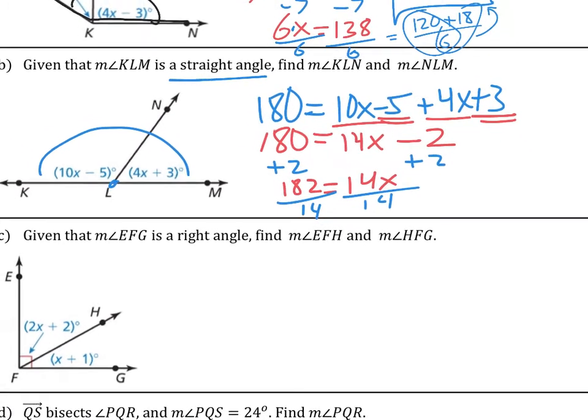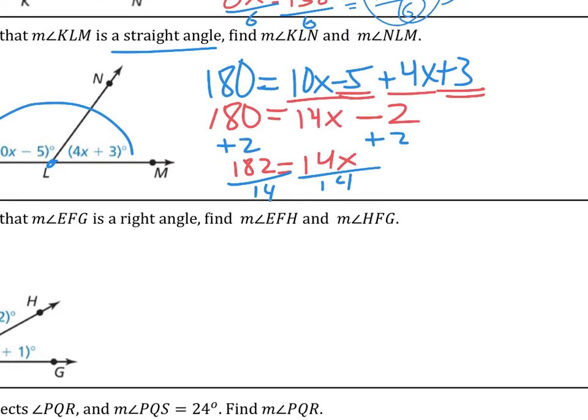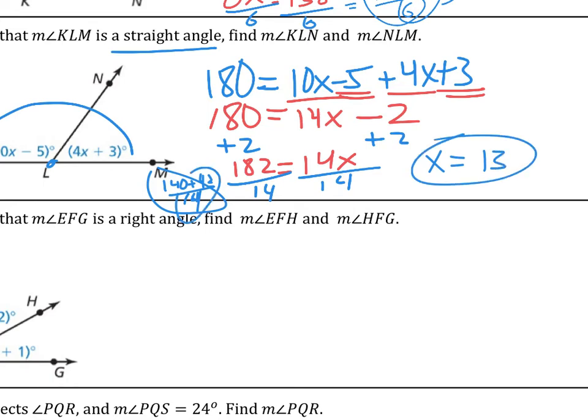okay, let's see, 182 divided by 14, I'm thinking 182 is 140 plus 42. Okay, just dividing. This is a good way to divide. 140 divided by 14 is 10. So that's going to be 10. And then 42 divided by 14, I think that's 3. So 10 plus 3 is 13. Okay.